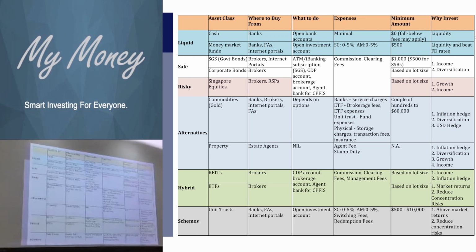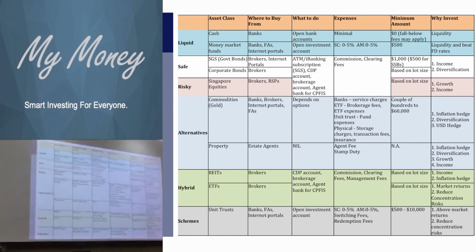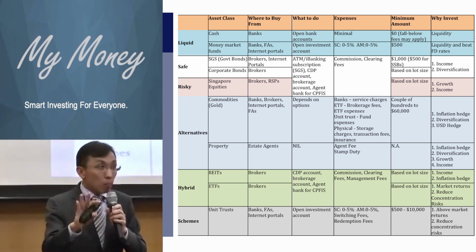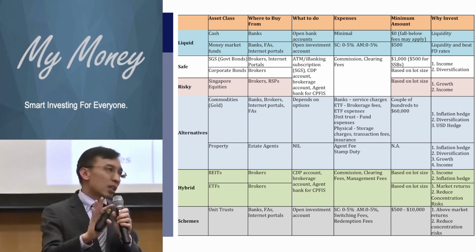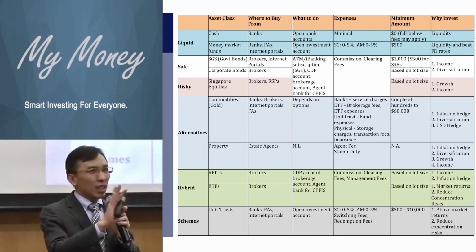Basically this column is the asset class, what it is for, where to buy from, what to do, expenses, how much it costs, minimum amount, and all that. So it gives you a feel. And whatever I'm telling you here, they are affordable. I think about $5,000, you can actually start a portfolio like that, thereabouts.